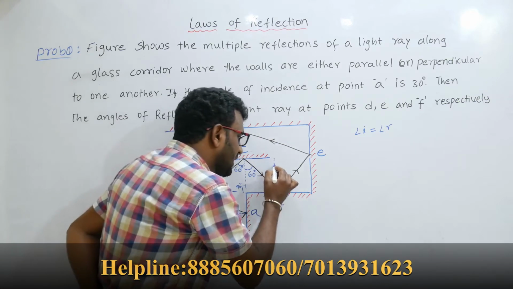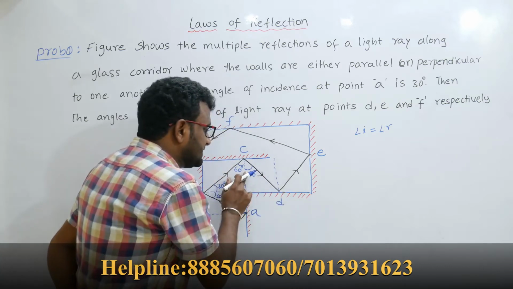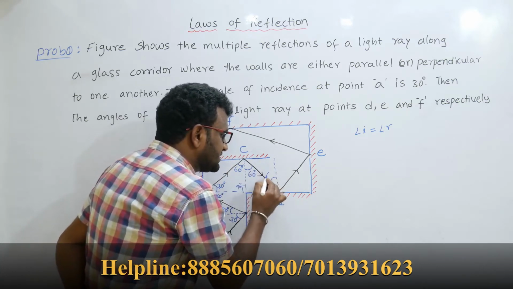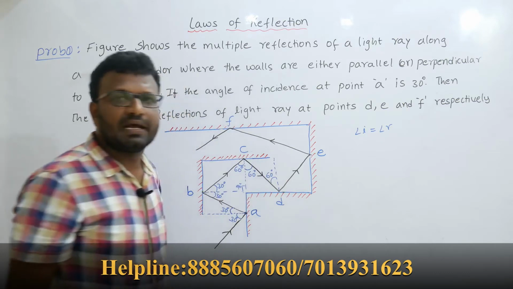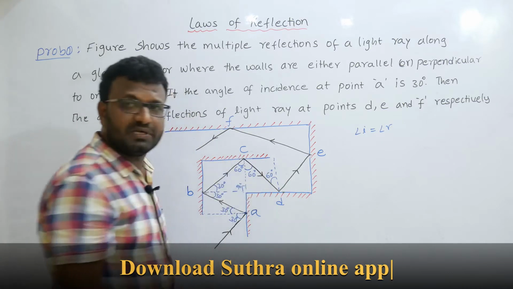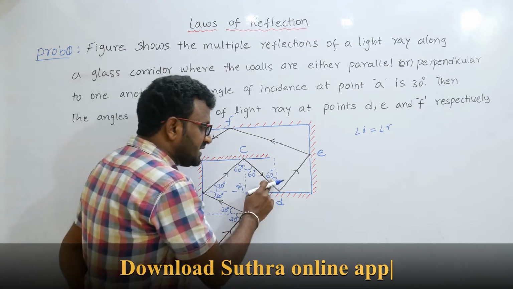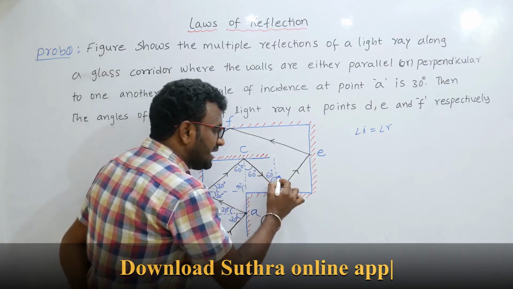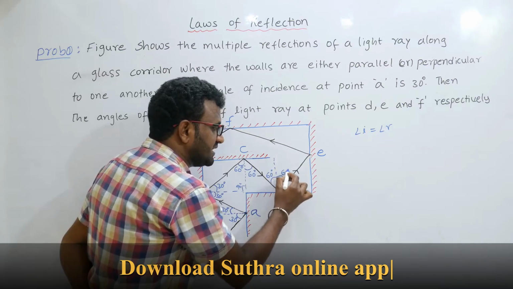Then after the third reflection, the reflected ray is incident on the other mirror at the point D. Again here I am going to draw the normal line. So this is 60, and this one also becomes 60 because these two angles are alternate interior angles. Again here the lines are parallel to each other. So here the angle of incidence is 60, then the angle of reflection also becomes 60 degrees.